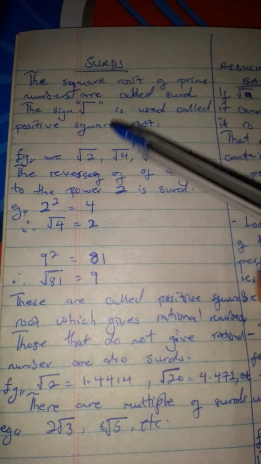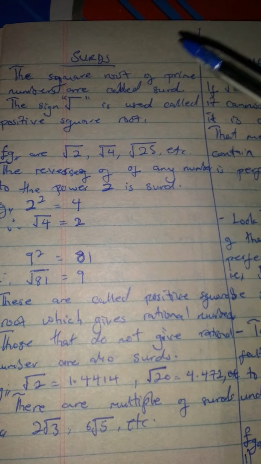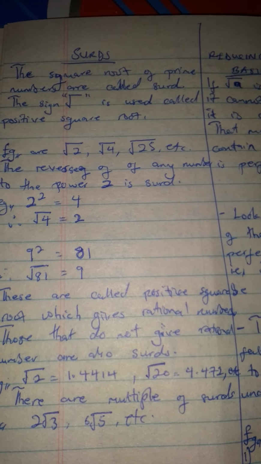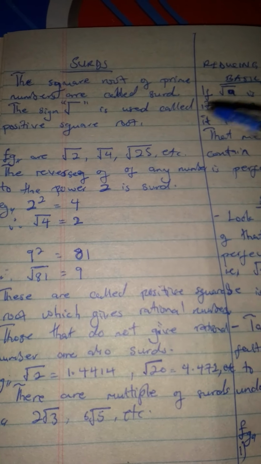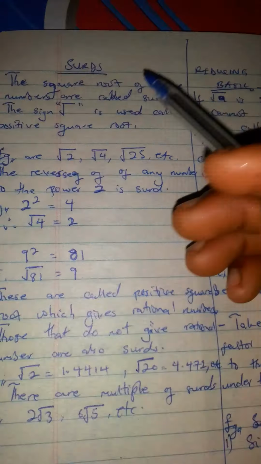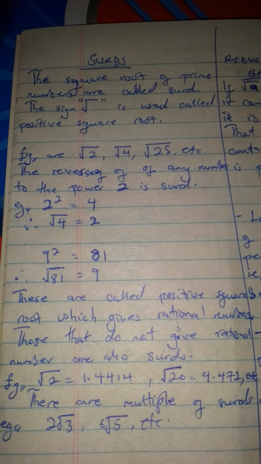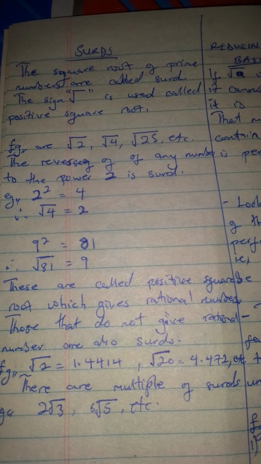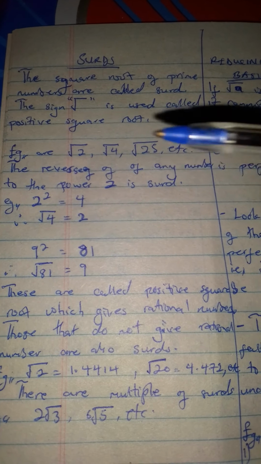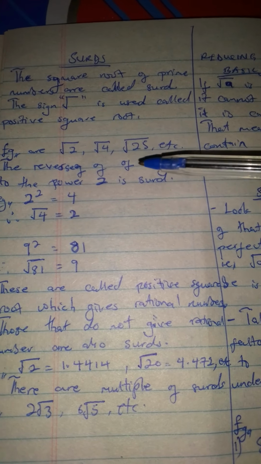When we say surd, we mean the square root of a prime number. Any square root of a prime number that does not give a rational number is called a surd. This sign is used, which is called the positive square root sign or radical sign. Examples of some surds are root 2, root 4, root 25, etc.